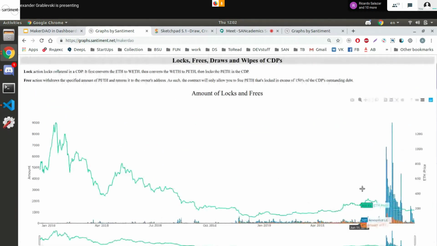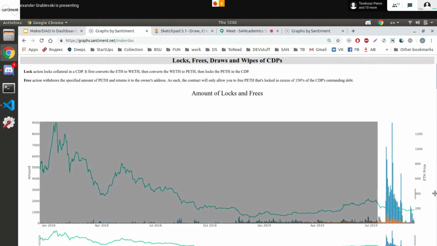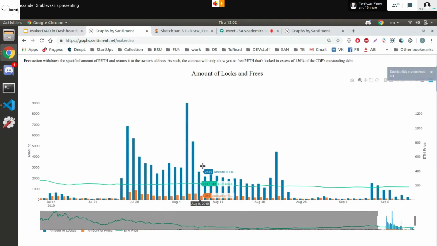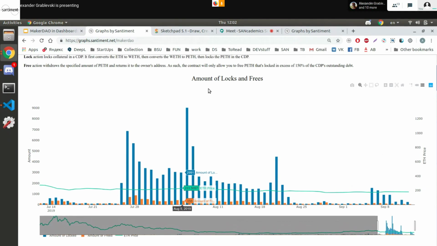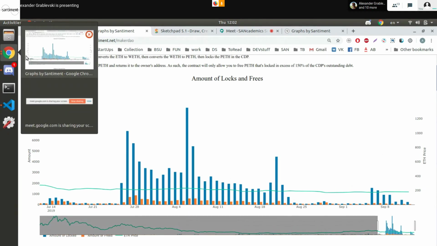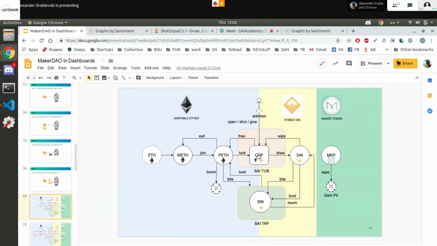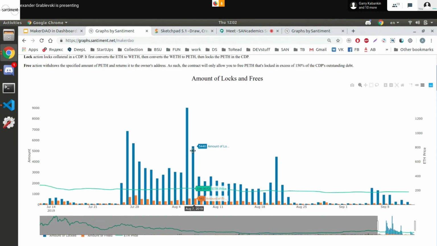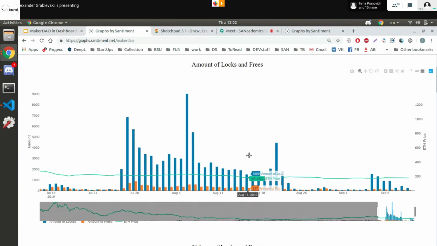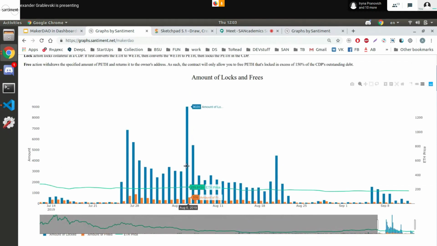So the amount of locks and frees, basically the amount of lock and free events happening on the blockchain on a particular day. Let's take this interval. And you see that last maybe 2 months, it was on average much more amount of locks than frees. So lots of people are actually doing locks. So they put ETH to a CDP, and not so many of them do free. So they free less than they lock. So that's basically it. But the thing is, we don't actually care much about the amount of locks and frees.